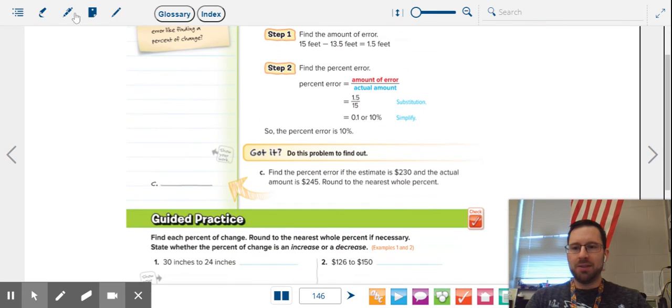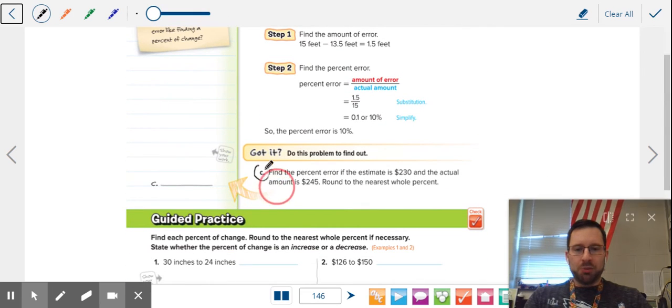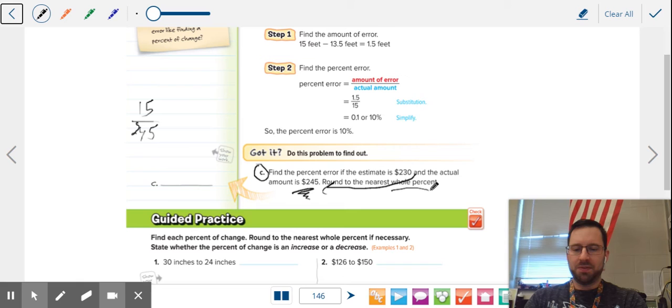So let's do one of these. We're on page 146, letter C. 230 is the estimate. The actual amount is 245, so that is a difference of 15. The actual was 245. It says round to the whole percent. So when I do this, 15 divided by 245, I get 0.061, and so on. So that rounds to 6% error. And there you have it.